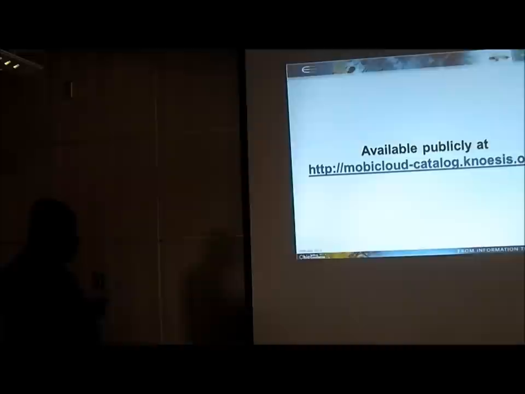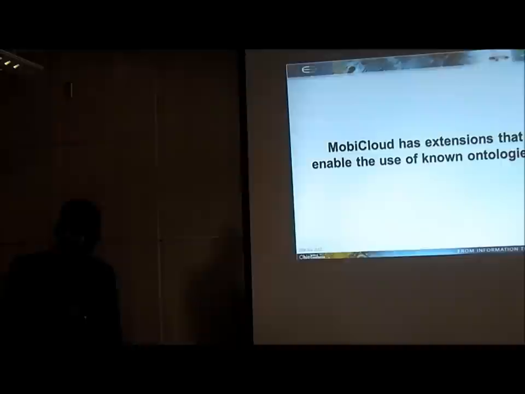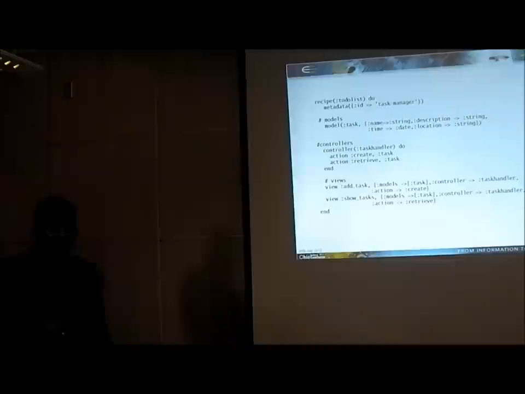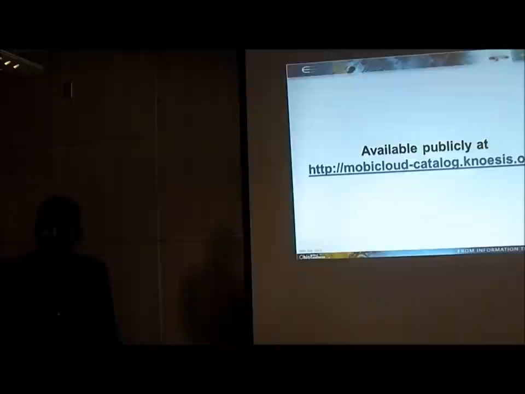And now, as I was saying, Mobi Cloud has extensions that enable the use of known ontologies. One of the famous extensions we have is FOAF. As you saw in this script, I'm saying the model's name is task, and then I go on describing what this model has. When you enable this extension, you can just say, I have a FOAF person. You just give the model name, FOAF person, and as long as the extension is active, which you do by adding a little extra line of code on top, it picks it up from the ontology, looks at the attributes, and adds them automatically. So it gives you a way of incorporating these known standard data types into your programs very, very easily.